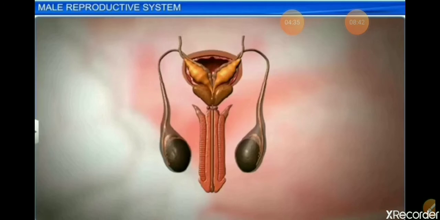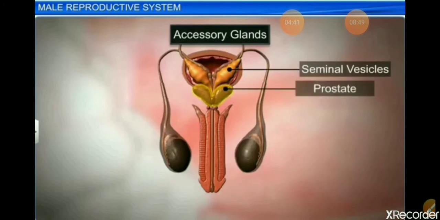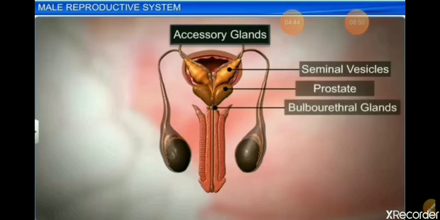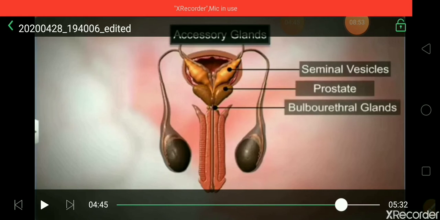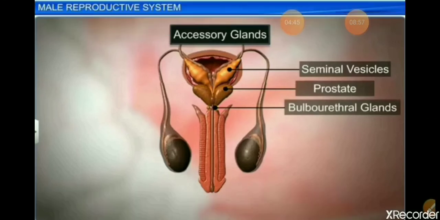So that's accessory glands, once again: seminal vesicles, prostate, bulbourethral glands. So these three are the accessory glands. You can see that. So seminal vesicles are actually in charge of secreting an important chemical substance called prostaglandins.